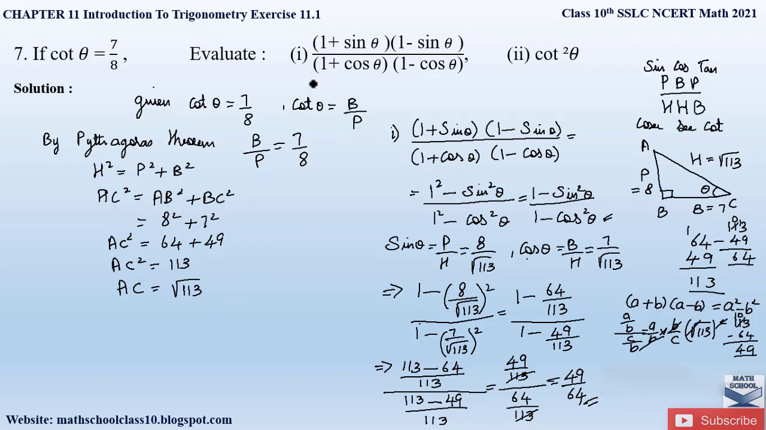Right? Similarly, let us solve the second part of the question. In the second part of the question, they have asked us to find out the value of cot square theta. So what is the value of cot theta? They have already given us in the question, that is nothing but 7 by 8. So we are going to write 7 by 8 the whole square. So what is the value of 7 square? It is 49 divided by 8 square, which is 64. So this is the value for cot square theta. So this is how we solve question number 7 from exercise 11.1.